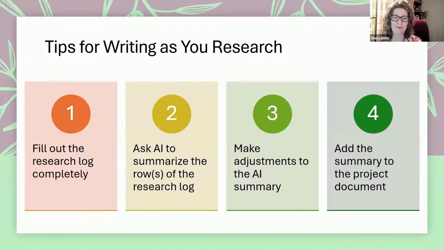So here are some tips for writing as you research, as well as writing at the end of your research. You're going to want to make sure you have done a really good job on your research log. This is what you should have open as you're doing your research, and you're going to want to fill that out as best you can. Then the next step will be to ask AI to summarize rows of the research log, maybe just one, maybe multiple. Then you'll chat with your chatbot, make some adjustments to its summary, and then you can add that to your project document where you're putting all of your research notes. We're going to go through each one of these tips and I'll show you some fun examples.